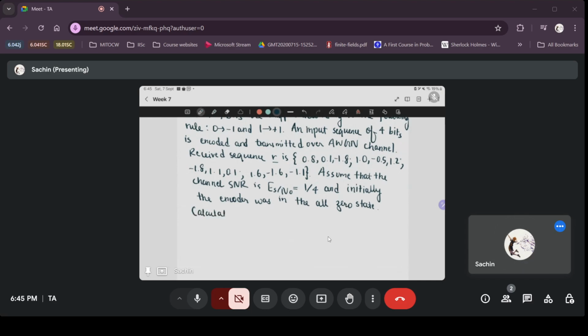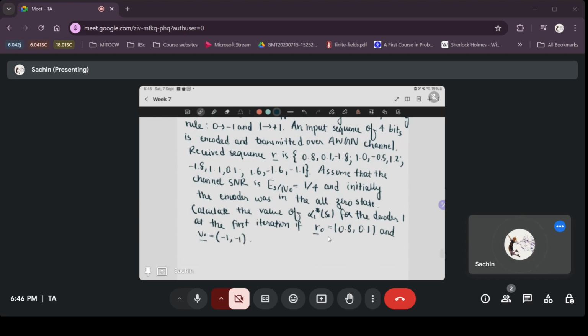Calculate the value of alpha 1 star of S0 for decoder 1 at the first iteration. R0 is 0.8, 0.1 and vector V0, which is what was transmitted, is -1, -1.